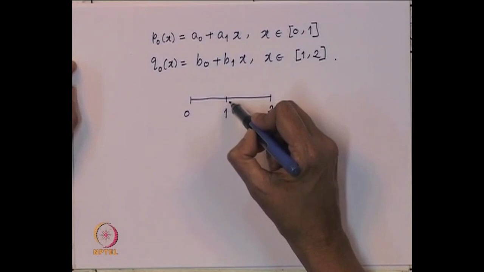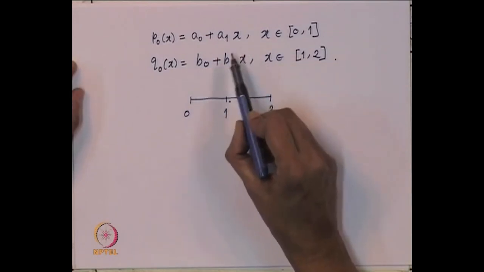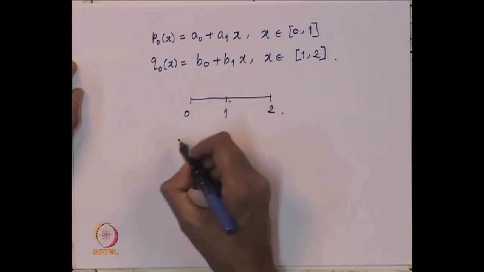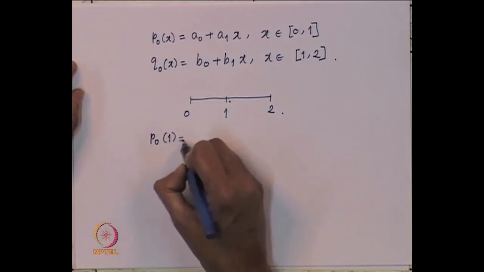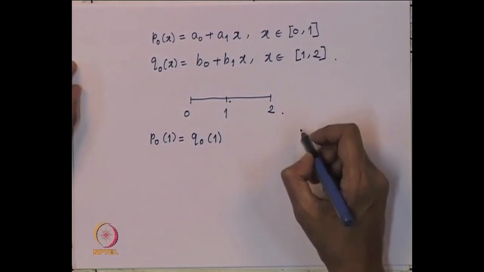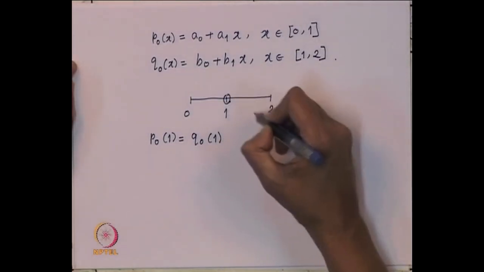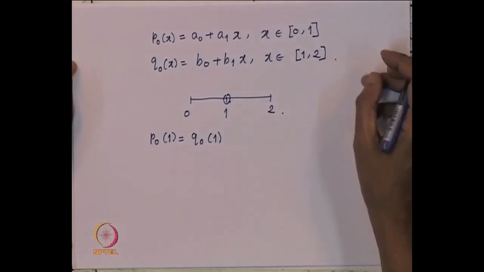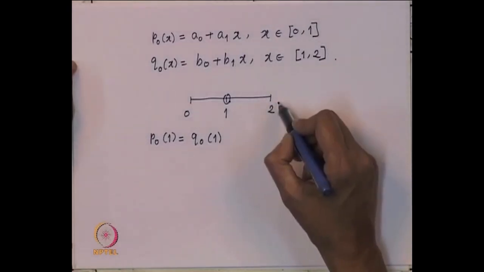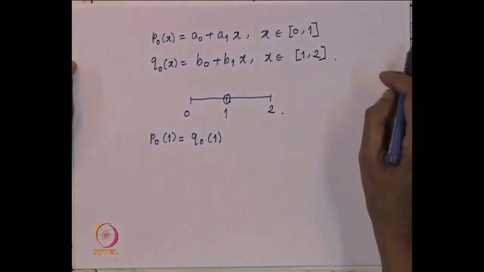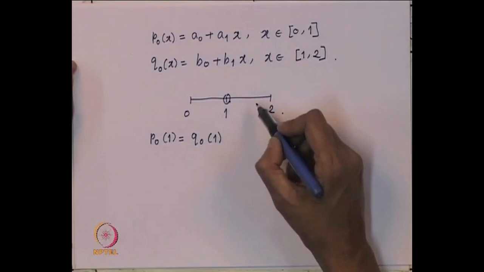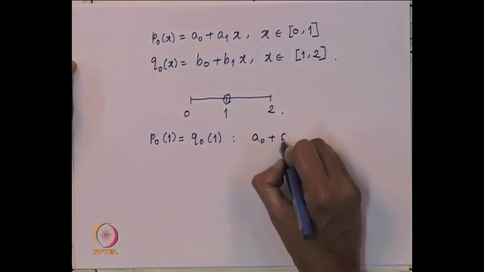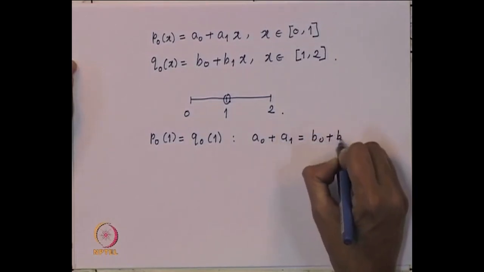If we do not impose any continuity condition at 1, then we have got 4 constants which can vary independently: a 0, a 1, b 0, b 1. Suppose we impose continuity, that means we want p 0 at 1 to be equal to q 0 at 1. The problem of continuity comes only at the partition points. Otherwise, in the interval 0 to 1, p 0 being a polynomial, it is infinitely many times differentiable. In the interval 1 to 2, the polynomial q 0 is also infinitely many times differentiable. So, the question is whether the values at 1 match. That gives us a 0 plus a 1 is equal to b 0 plus b 1.